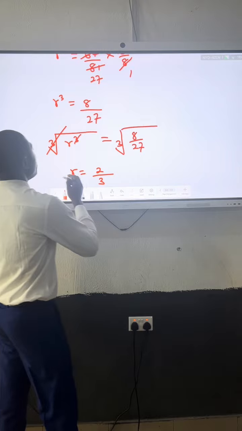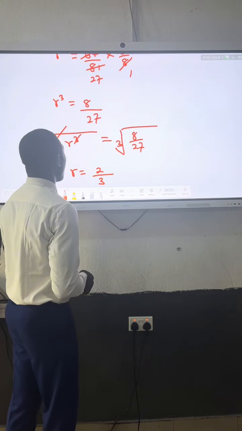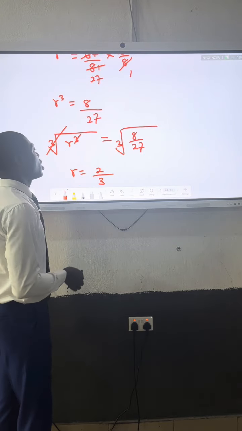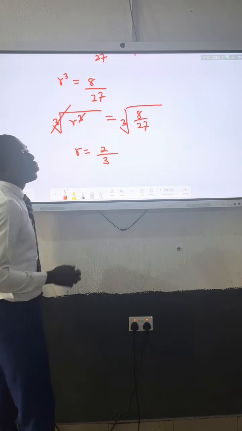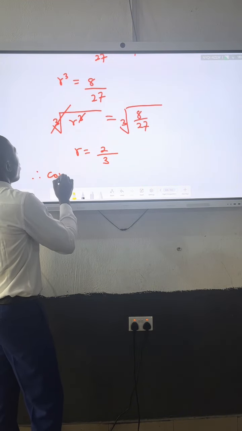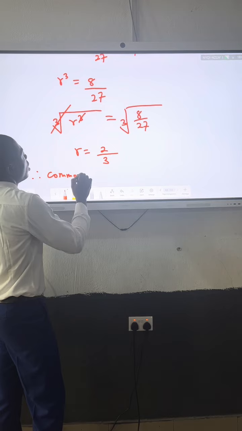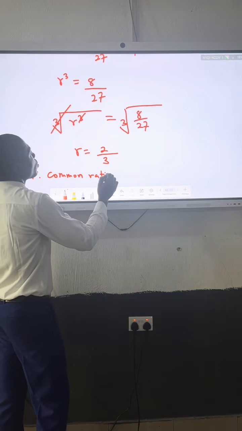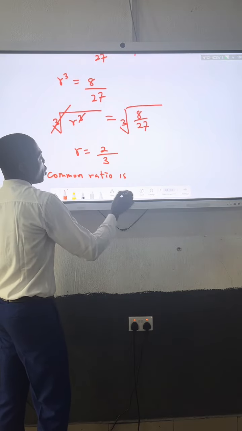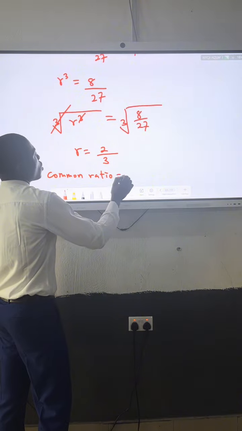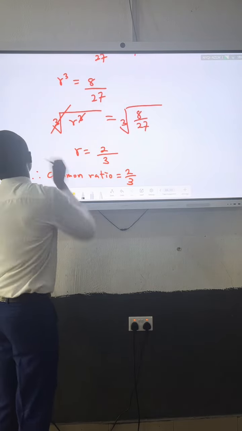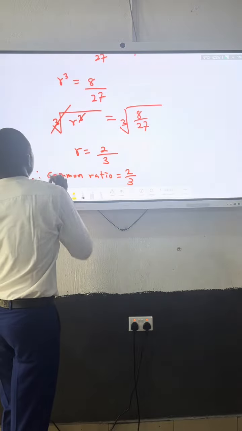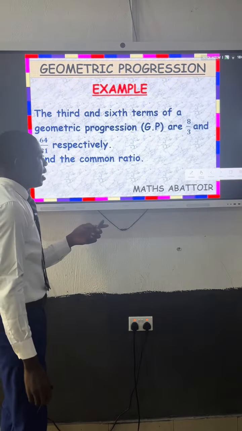Alright? So the common ratio that we are requested to find is actually 2 over 3. So R represents common ratio. So therefore, common ratio is equal to 2 over 3. The job is done.